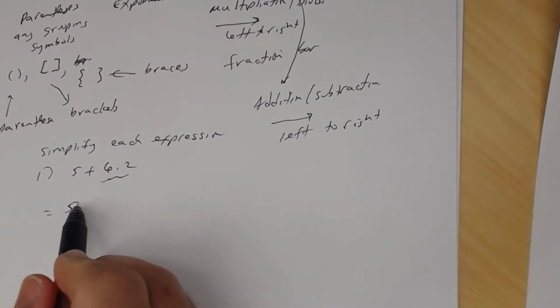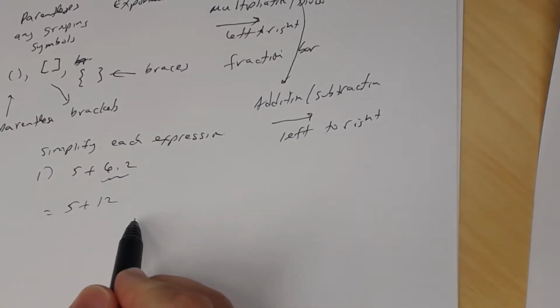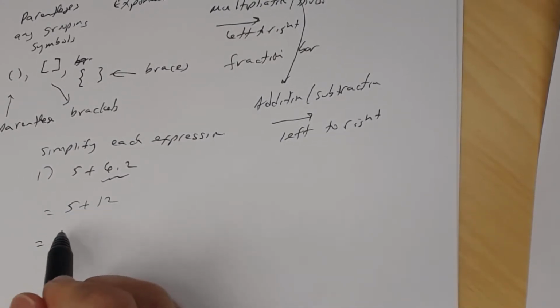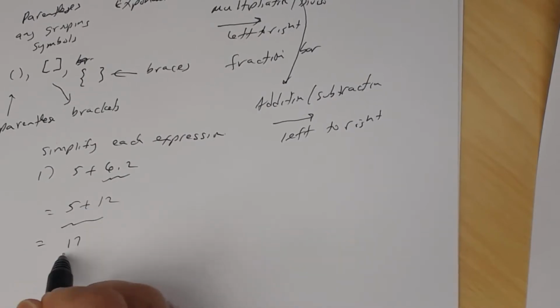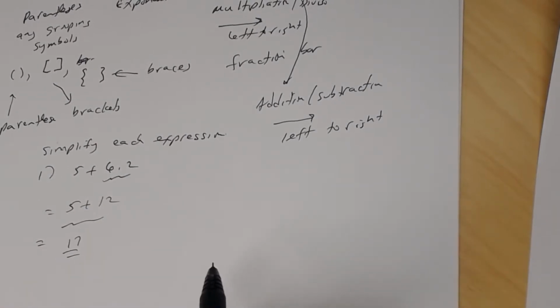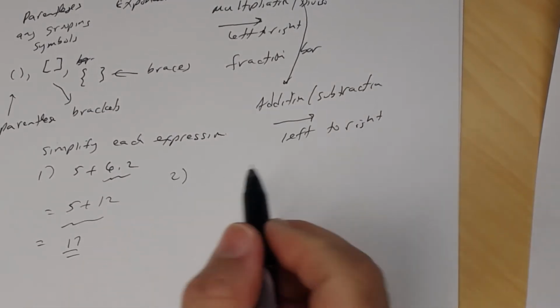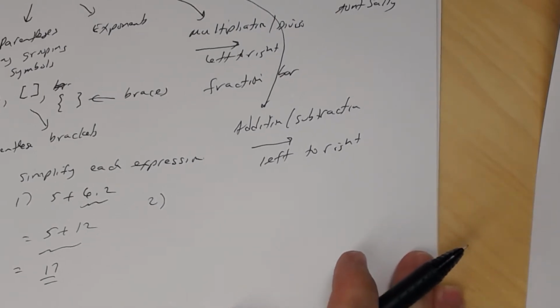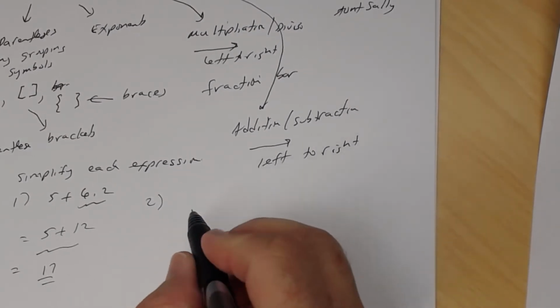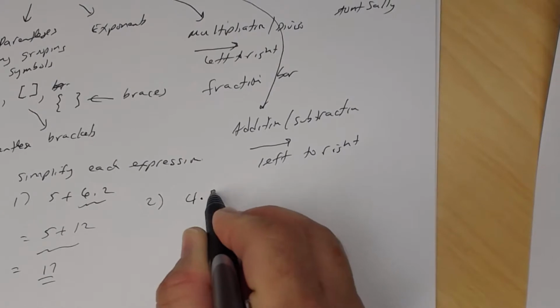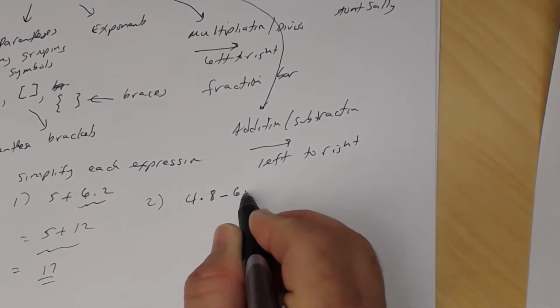So this becomes 5 plus 12. And then 5 plus 12, you do addition next, you get 17. So the answer is 17. That's going to go in the blank if this was a worksheet. Okay, number 2. Suppose you had 4 times 8 minus 6 times 2.